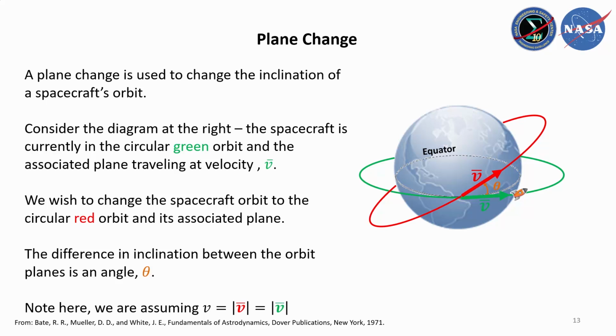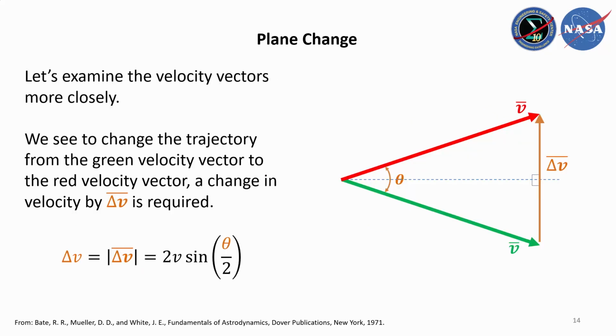The difference in inclination angle is denoted by the angle theta, and since both orbits are circular and remain at the same altitude, we can say the magnitude of their velocities is the same and denoted by the letter v. We can construct a vector diagram representing the velocities of the green and red orbits. The change in velocity, delta v, is the orange vector shown. From trigonometry, we see that the magnitude of delta v is just twice the magnitude of the velocity times the sine of the half angle between the two orbits.